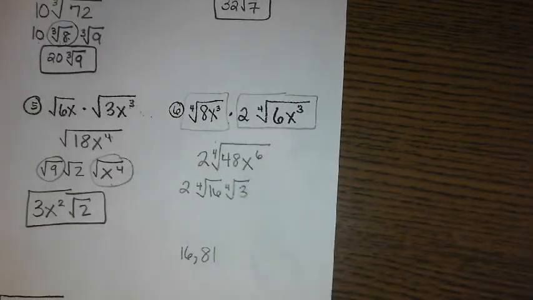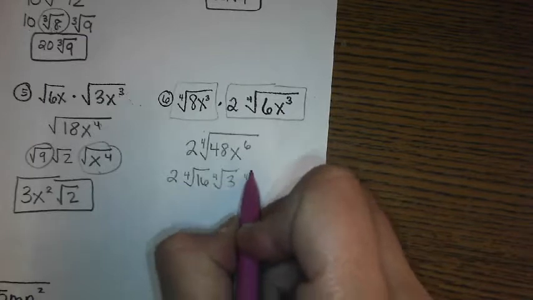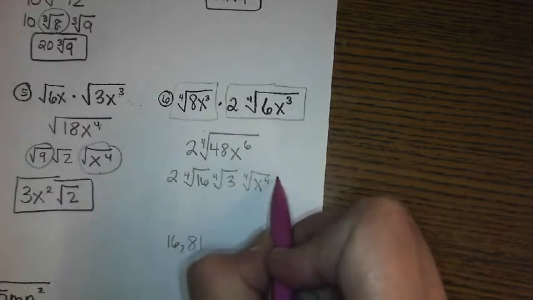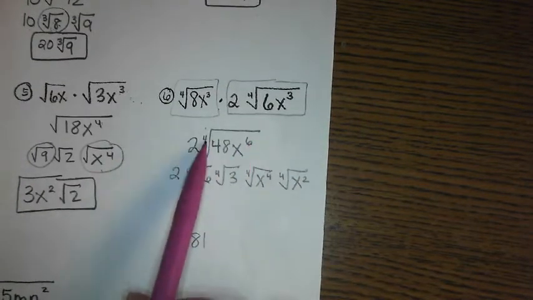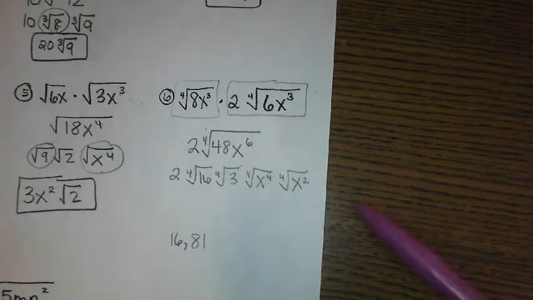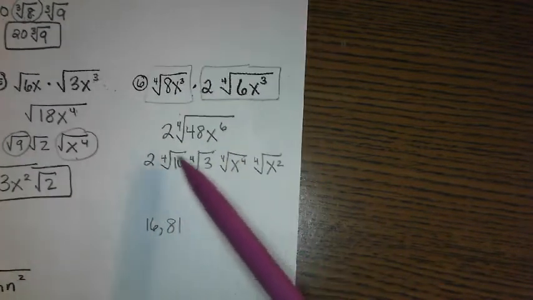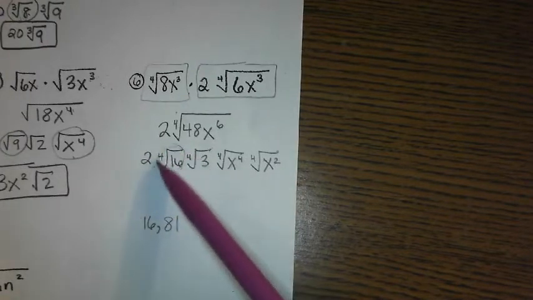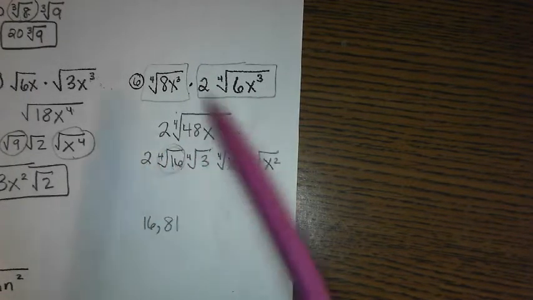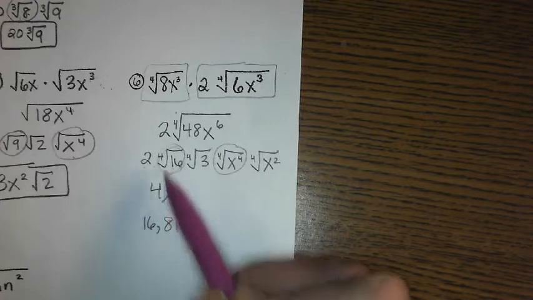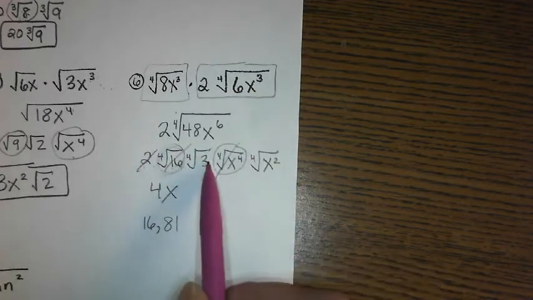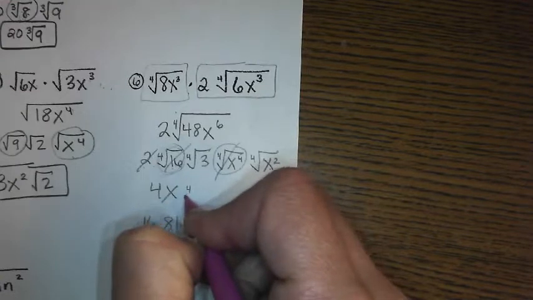And how am I going to break down, if at all, x to the 6th? Kaylee Smith. X to the 4th and x to the 2nd. Perfect. Because if we're taking the 4th root, we want the exponent to be divisible by 4, right? Okay? So the 2 times the 4th root of 16, and the 4th root of 16 is 2, so 2 times 2 gives us 4. The 4th root of x to the 4th is x, so that takes care of this, this, and this. And then the 3 and the x squared are trapped under the radical.